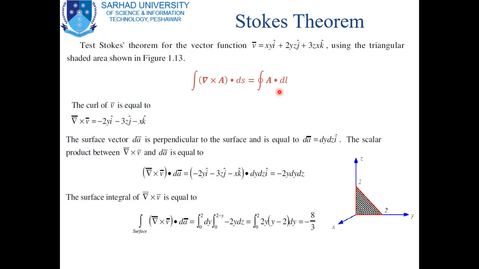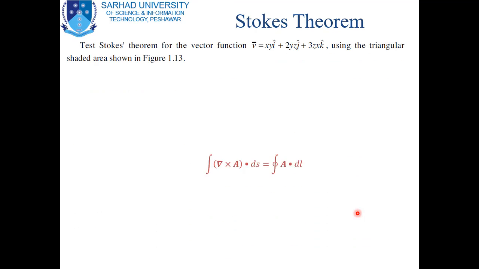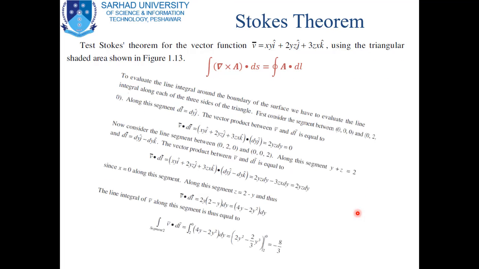For the right hand side of the Stokes theorem, we have to split the closed loop. If we start from here, from 0 to 2, and then from 2 to 2, which is the value of z, and then to the origin. So this is our closed loop, and we have to solve the line integral in 3 segments.